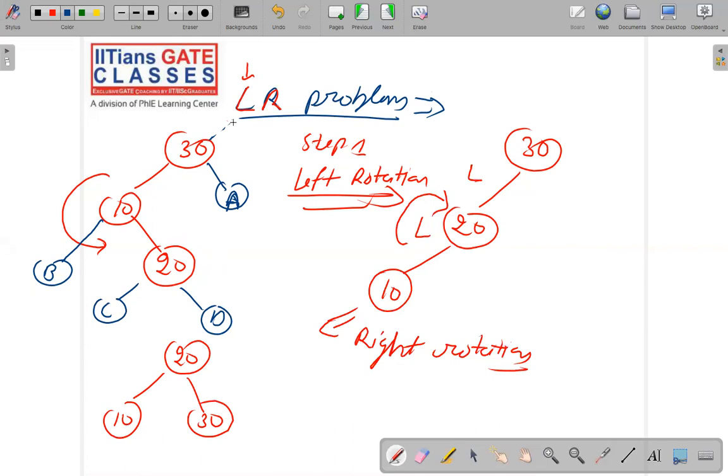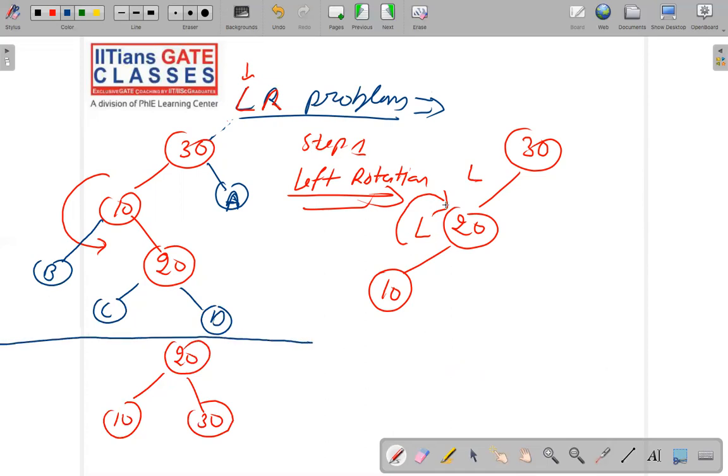Now after doing this rotation, what will happen? After performing the first step, the left rotation, how will the children be attached to the parent? This A will remain here. We will never touch this A because we are not touching this part in the left rotation. We are just rotating these two nodes and their children. B will remain here, C will come here, and D will remain here.